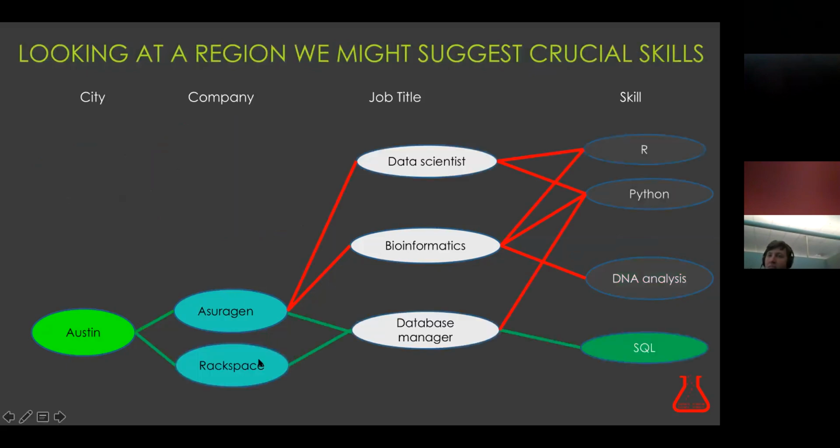You can traverse the other way and say, okay, if I want to live in Austin, is there a skill that I have to have? In this schema, we see that everybody's asking for somebody who knows SQL. So we can filter by Austin or another place and say, okay, these other skills are less absolutely required, but SQL is required by both of these companies for database manager.